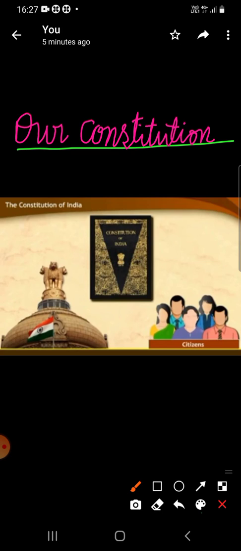In the previous class, we learnt about the meaning and importance of the constitution, and also about the drafting committee of our constitution. So in today's class, let us learn about the preamble to the constitution. What is the preamble to the constitution?